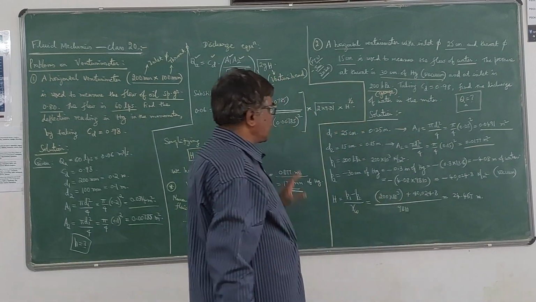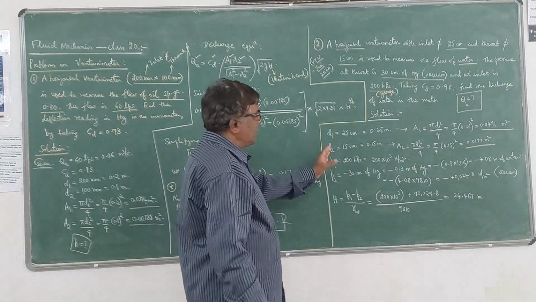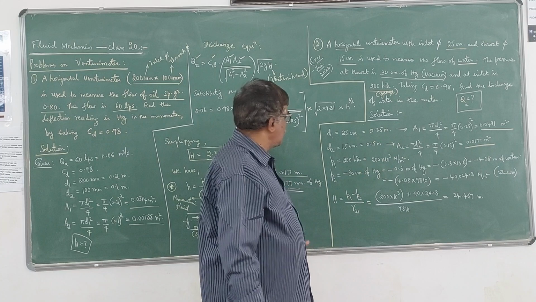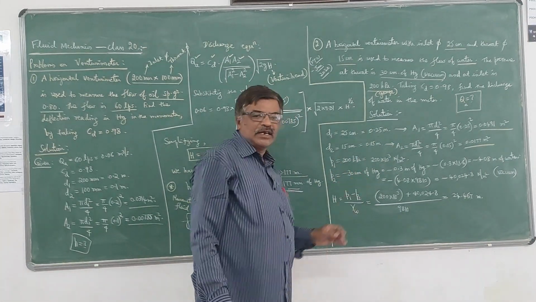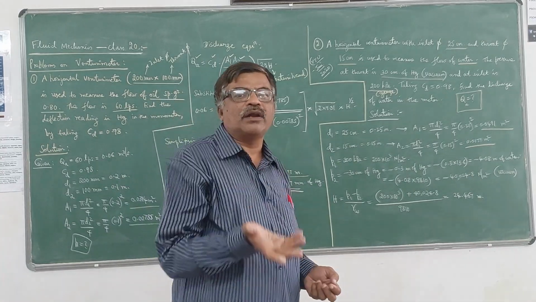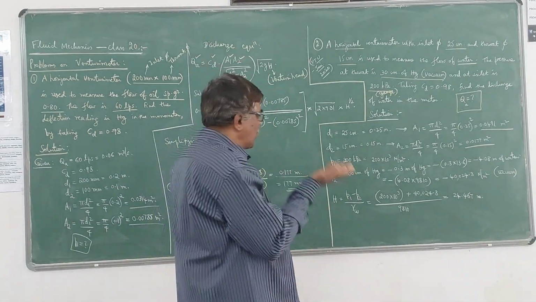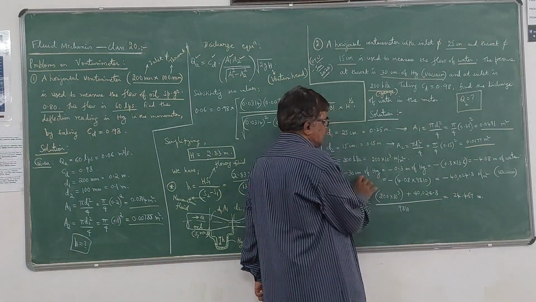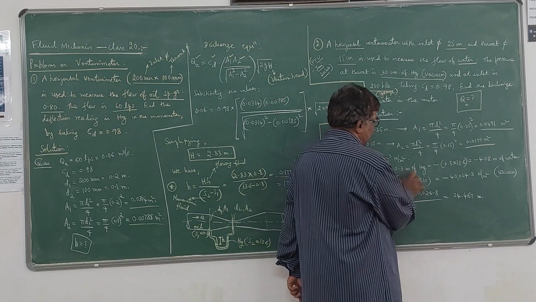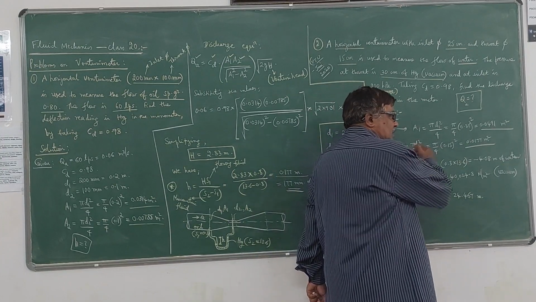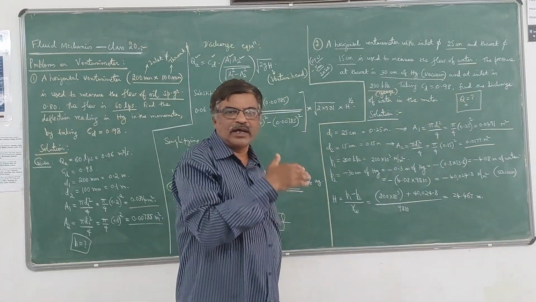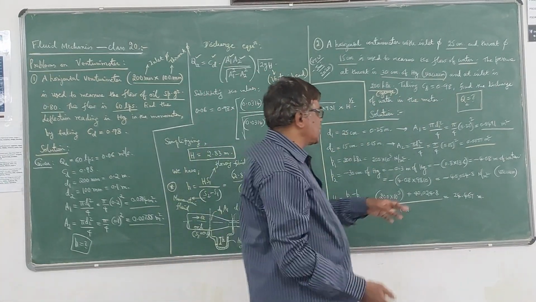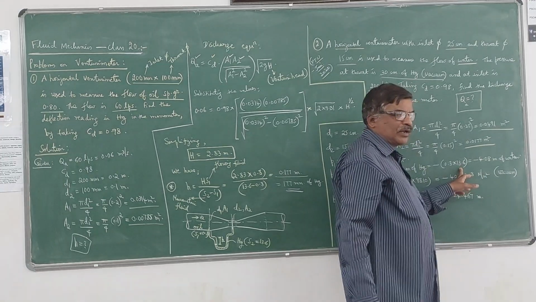Now let us see how we can solve the problem. D1, D2 are given, so A1, A2 can be found out. P1 is given. P2 is given as minus 30 centimeters of mercury. This should be converted in terms of water. So minus 30 centimeters is the same as minus 0.3 meter of mercury. Pressure in terms of mercury is converted to pressure in terms of water just by multiplying by the specific gravity of mercury.